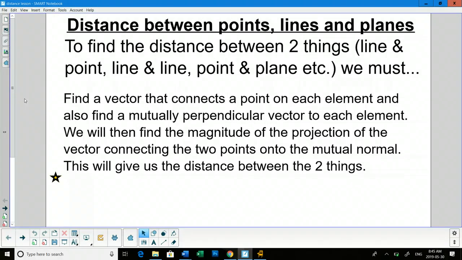Okay, so if I know another point over here on this line, let's say, this is going to be my normal to my line. I will find the projection of this onto the normal to find the distance between those two points.